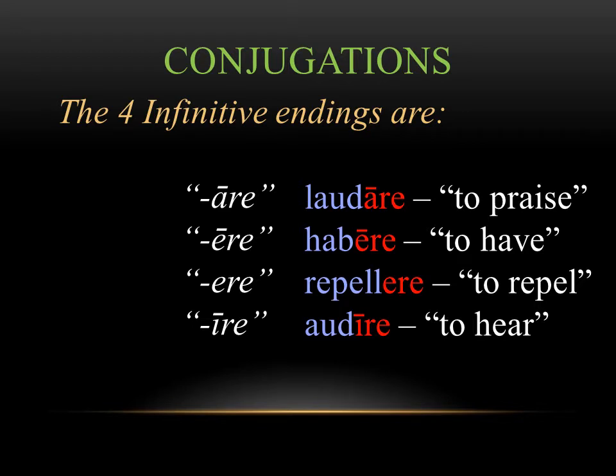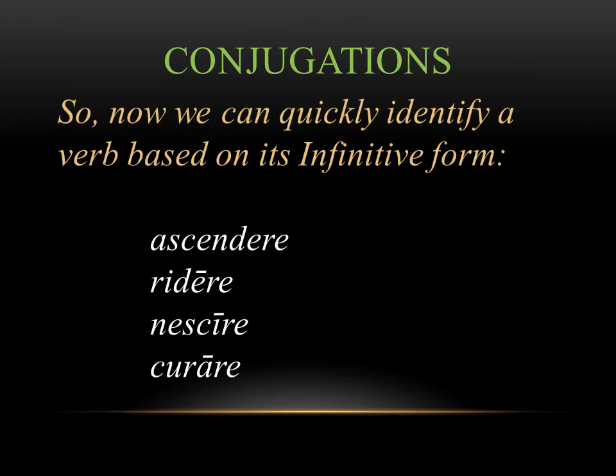Notice the endings on all 4 of these verbs. They're all a little bit different. They each have the re, which we recognize as being the infinitive, but the vowel that goes in front of that re is different in every case. It's either a long A, a long E, a short E, or a long I. Now you know how to quickly identify a verb based on its infinitive form.